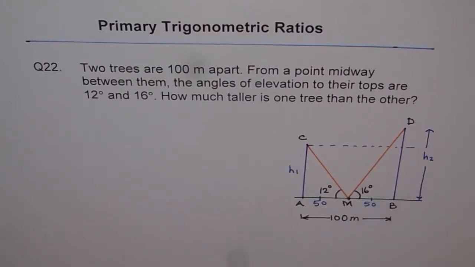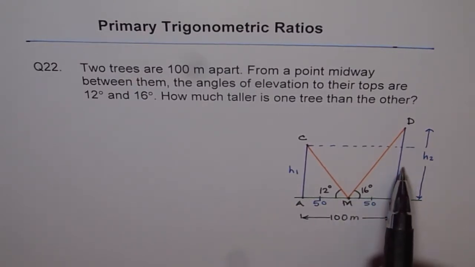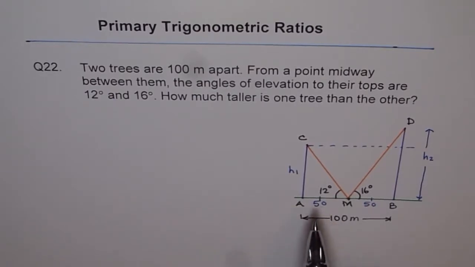We can always use the tangent ratio because we are given an angle. We need to find the opposite side. The adjacent side is known to us in both triangles. The angle is given to us, the opposite side we need to find, and the adjacent side is given to us. So we'll use tangent ratios to solve this problem.